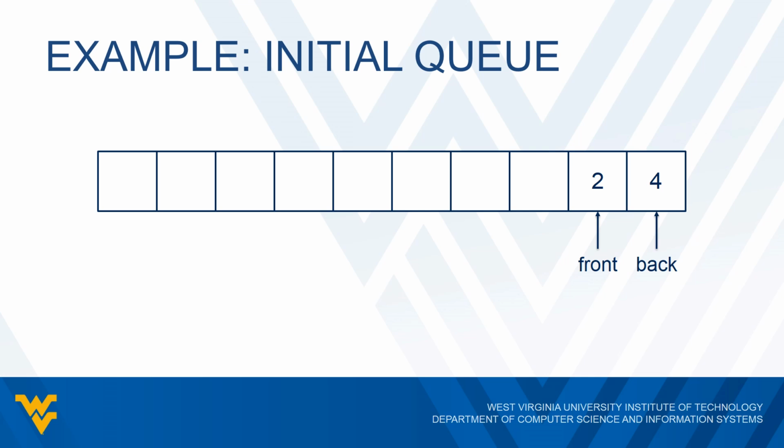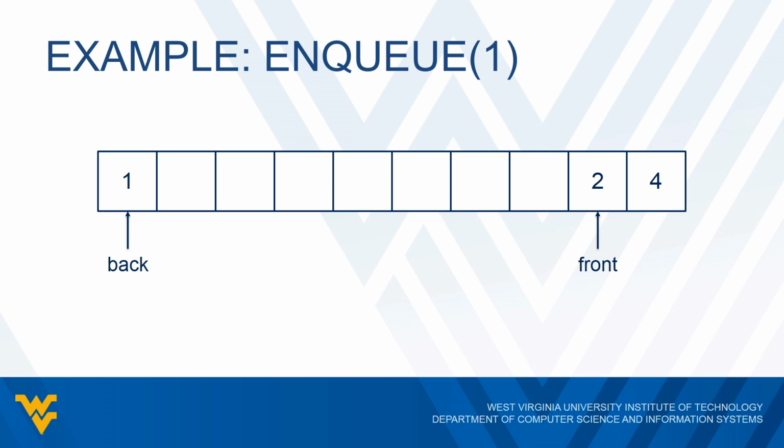Let's suppose this is our initial queue where we have two elements in here. The front of the queue has a 2 and the back of the queue has a 4. So let's say we were to enqueue a 1 into the queue. So we're going to increment the value of back by 1, but notice we're at the end of the array. So what we're going to do is move back to the front of the actual array. So we'll move it to the beginning, and that's where we'll insert our 1.